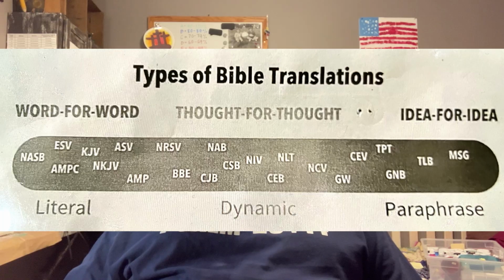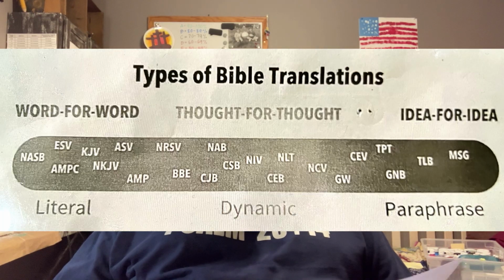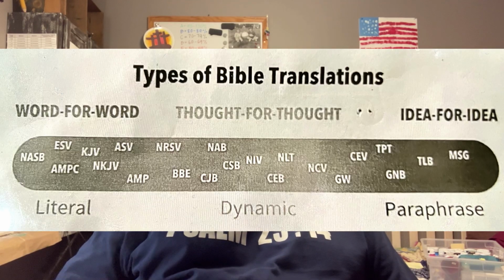Okay? Now, if you're going to go with the NIV, and I can't speak a whole lot on the NLT, but if you're going to go with the NIV, I would search for an 84 copyright. I believe that it would be a little more accurate and closer to the truth. But they're a smooth read, okay? And then we get down to the idea for idea, which The Message would fall under.